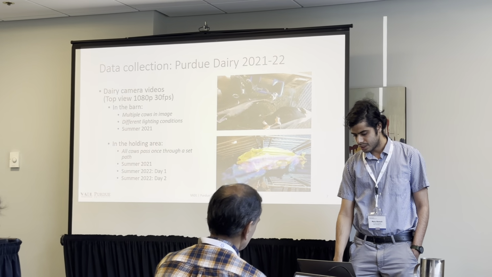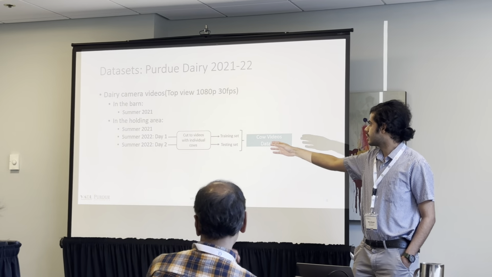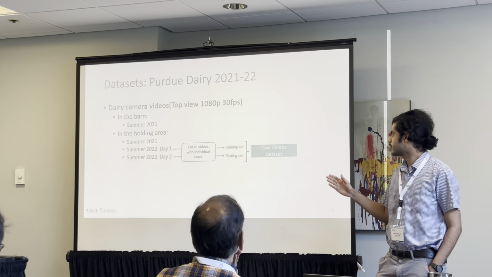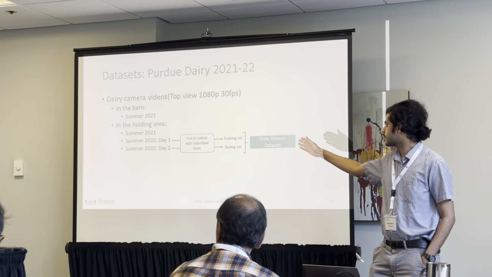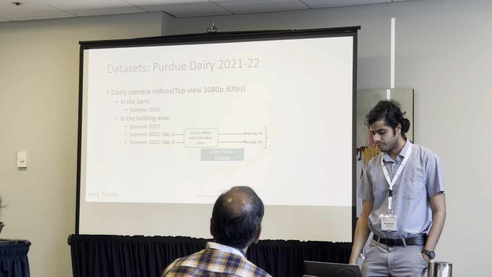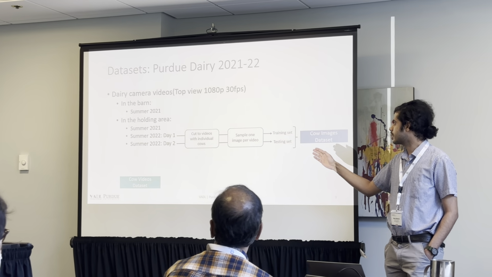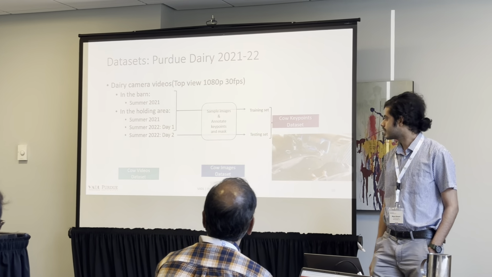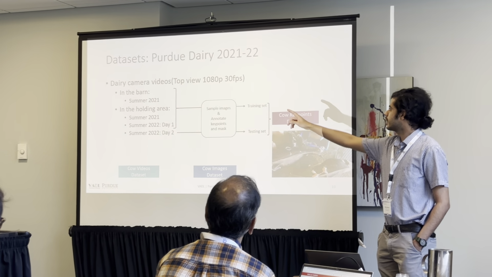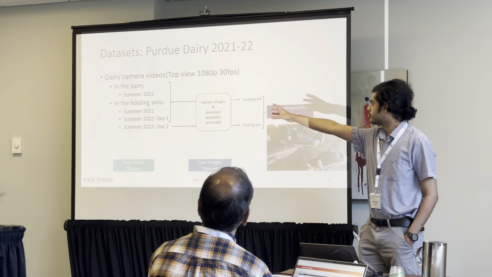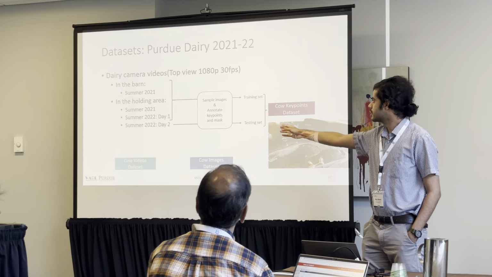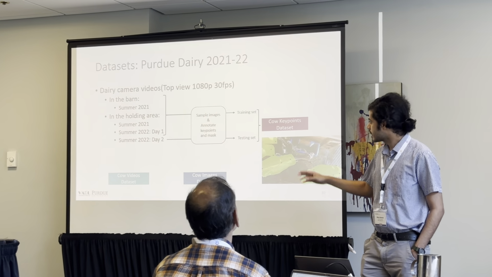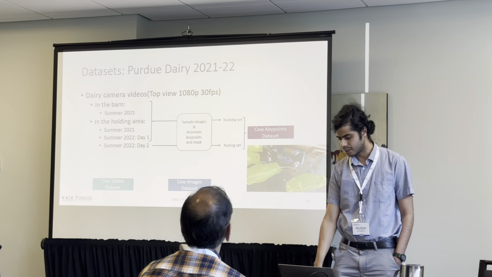So from all these data, we took the data from summer 2022 from the two days, cut the videos to one cow per video to create the training and testing set, and together they form the cow videos data set. And we sampled one image per video from the cow videos data set to get our cow images data set. We created yet another data set called the cow keypoints data set. We took those data bracketed there, and then we sampled images from the data, annotated the keypoints and masks like this, and then we created the training and testing set of the cow keypoints data set.